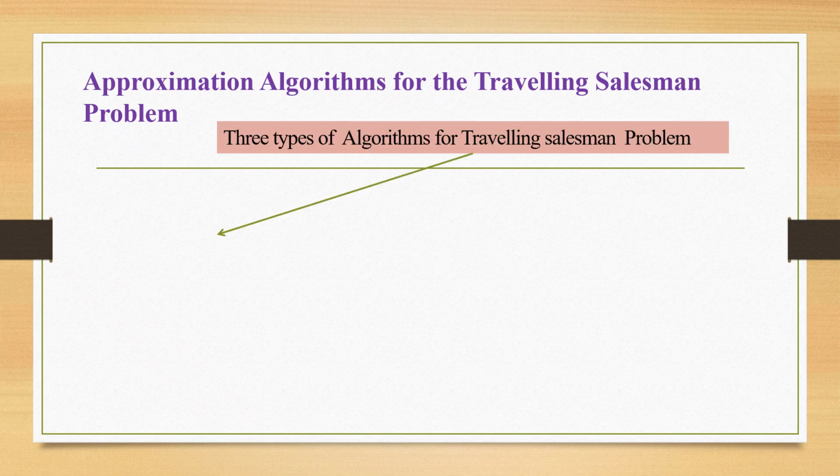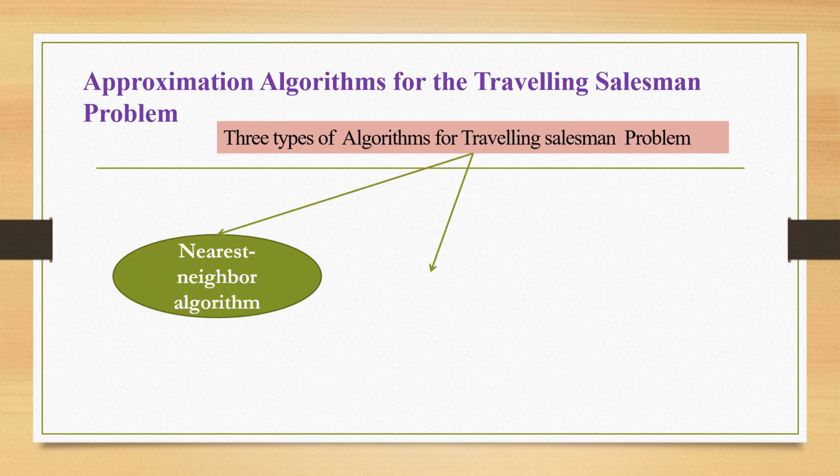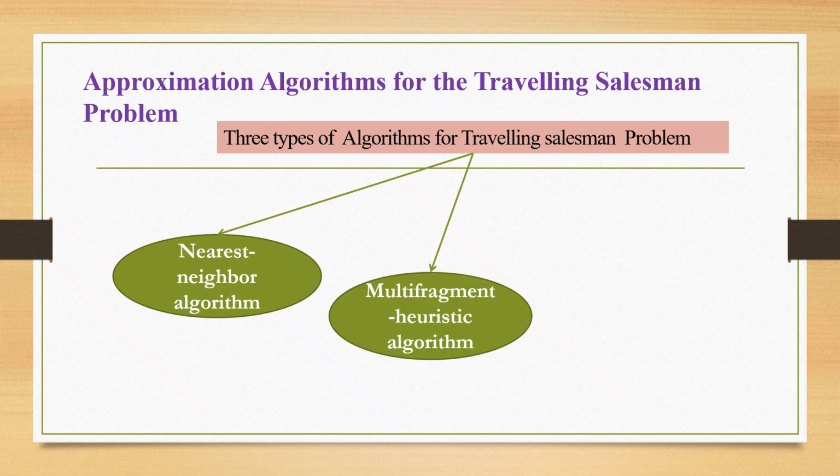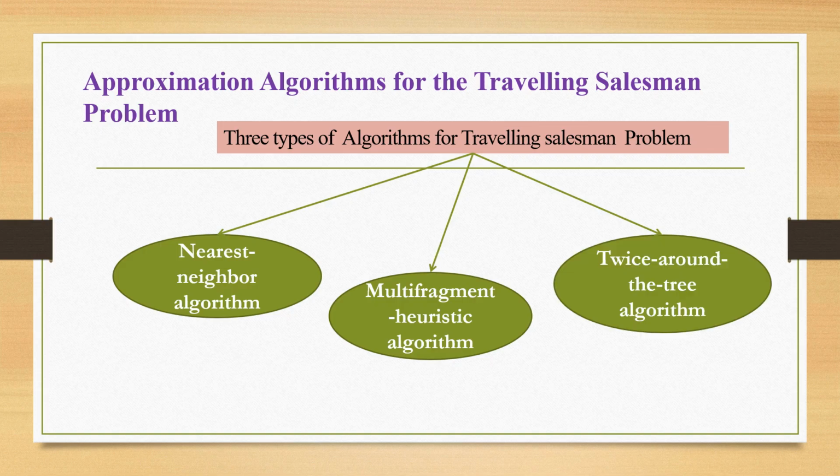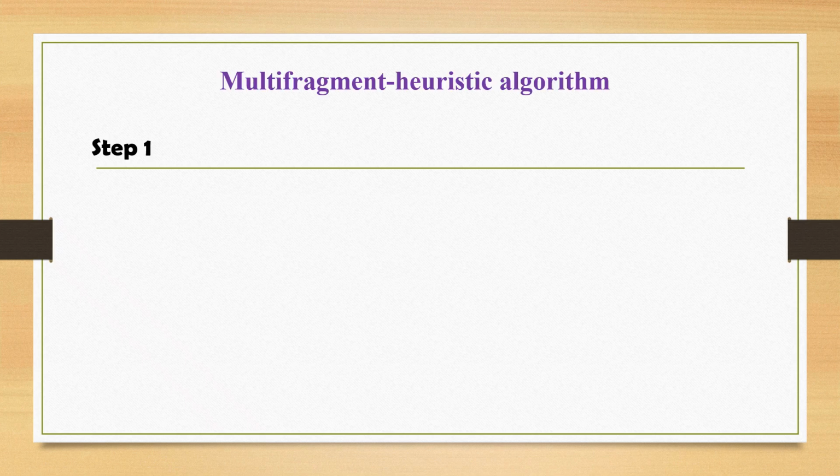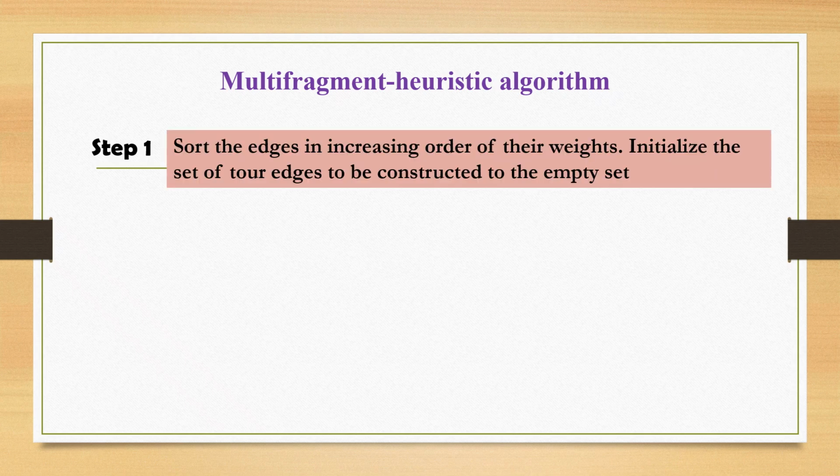There are three types of algorithm for the traveling salesman problem. One is the nearest neighbor algorithm, another one is the multi-fragment heuristic, and another one is the twice-around-the-tree algorithm. Using any of these algorithms, we can solve this traveling salesman problem. Today we are going to solve this using an approximation algorithm called the multi-fragment heuristic algorithm for the traveling salesman problem.